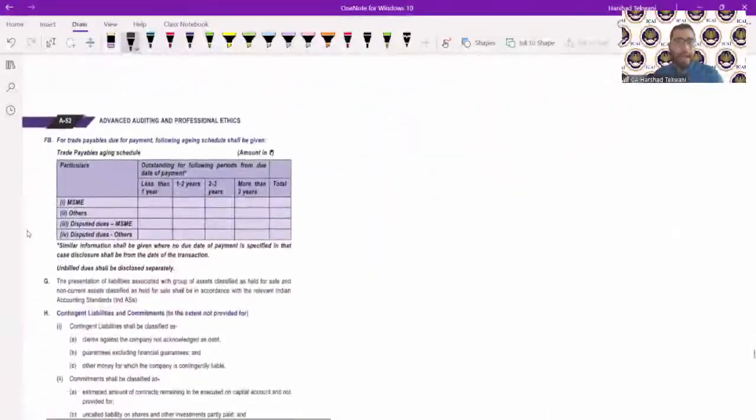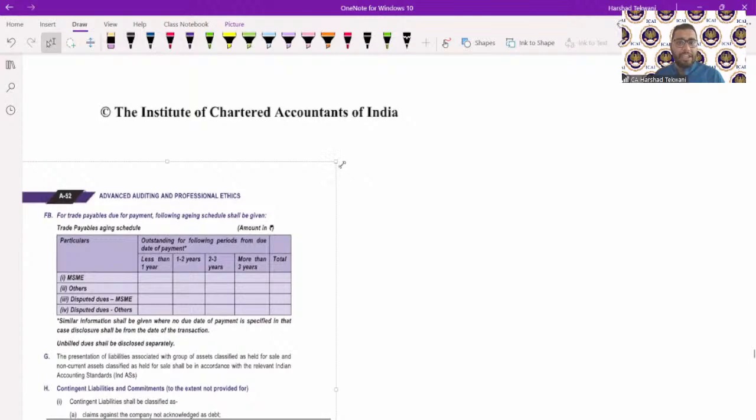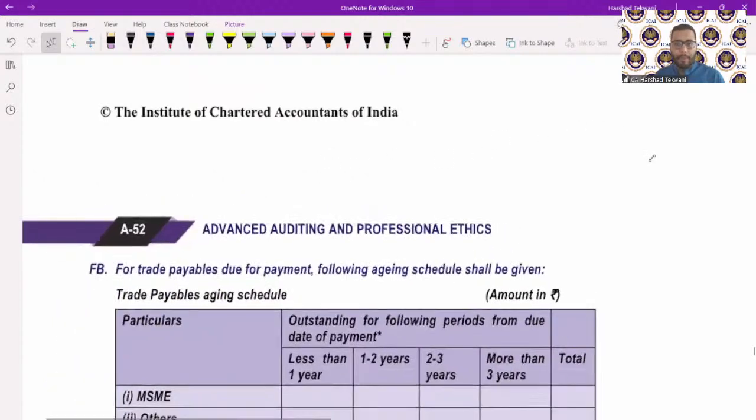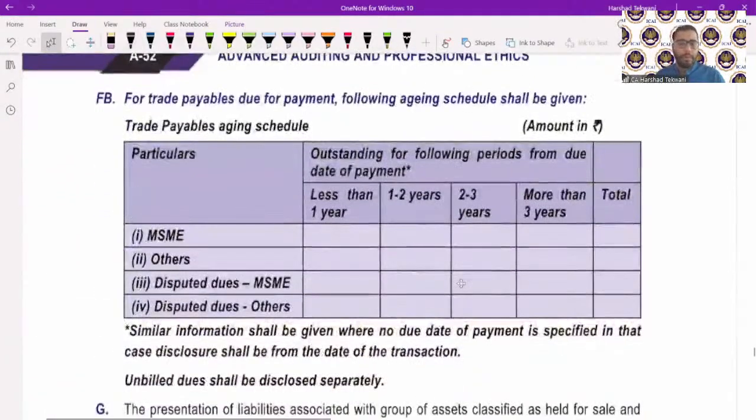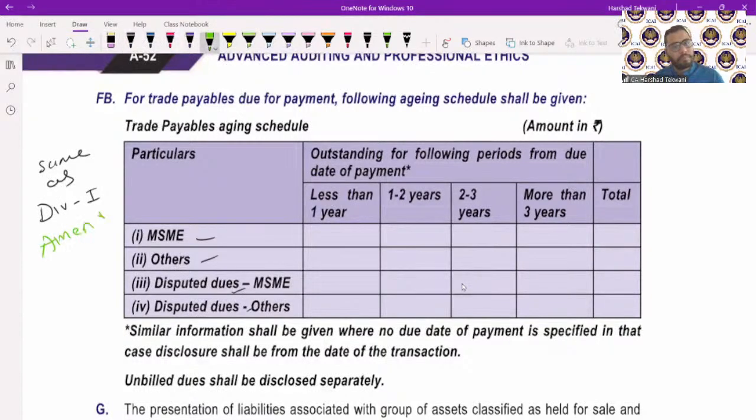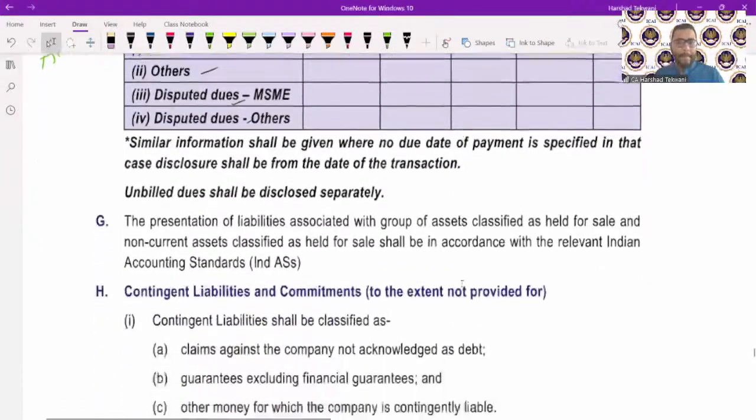Other than the MSME disclosure, there is an ageing also. MSME, others, disputed MSME and others, same as Division 1. This is your amendment over here. Same as Division 1. There is no change in this. Clear? Okay.